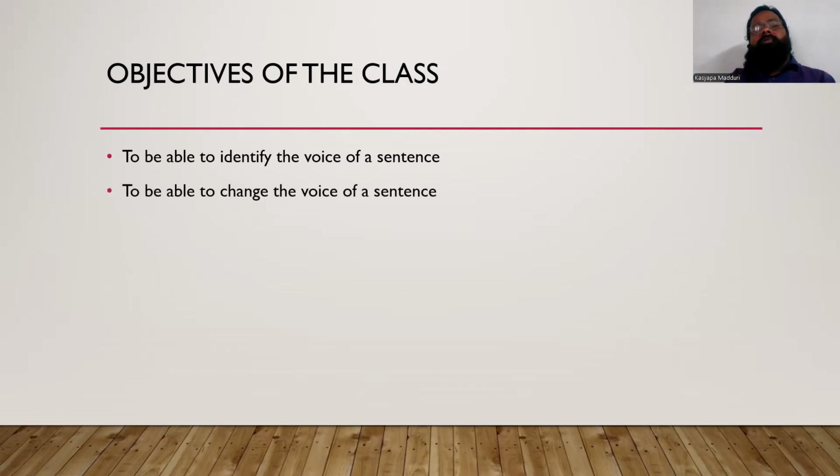And next, we're going to be able to change the voice of a sentence. For example, if a sentence is in active voice, we should be able to change it into passive voice correctly and accurately, according to the formula that we have. Formula, not like mathematics, formula for English. English grammar has some rules, and we need to follow those rules to make our answers correct, to keep our language accurate and fluent.